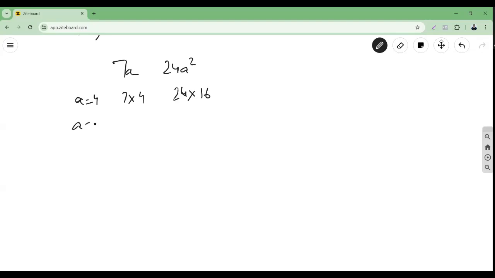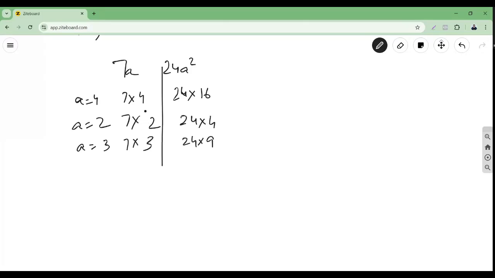If A is 2, then it is 7 times 2, and here it is 24 times 2 square. 2 square means 2 times 2, 4. Okay. If A is 3, what is happening? 7 times 3 here, and here it's 24 times 3 times 3, which is 9. Okay, look at this. The rule is completely changing.